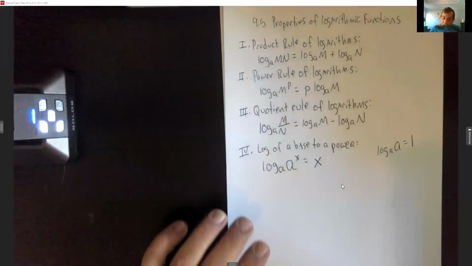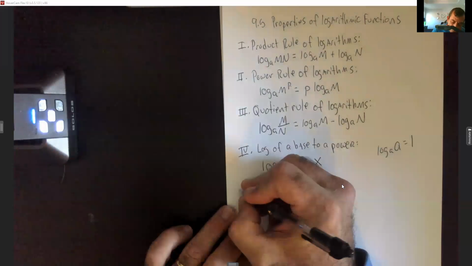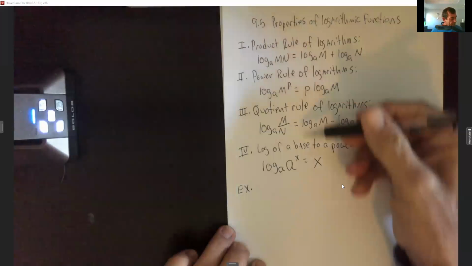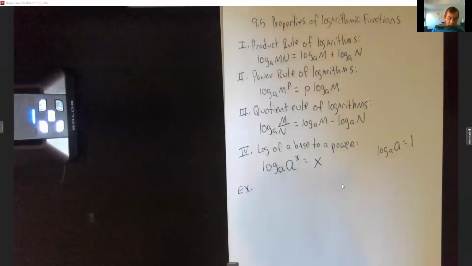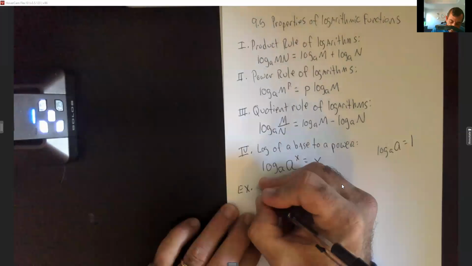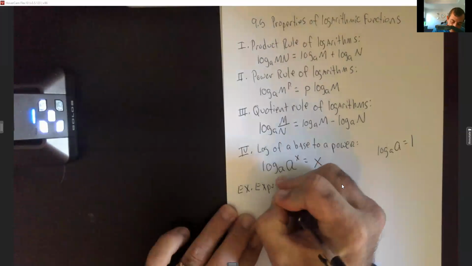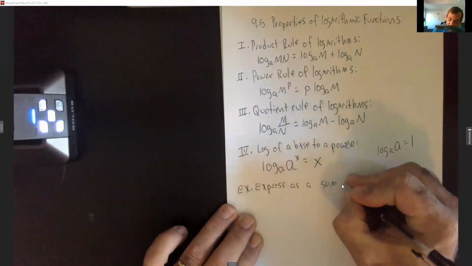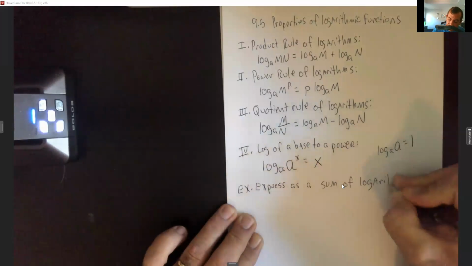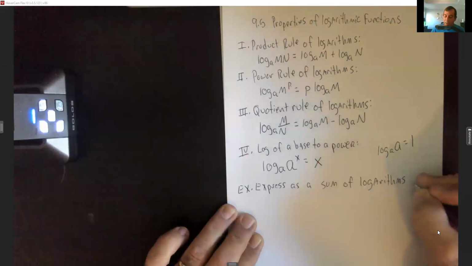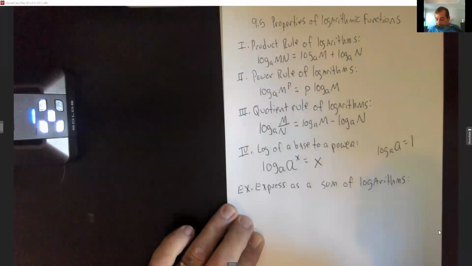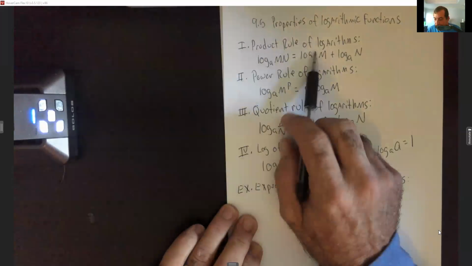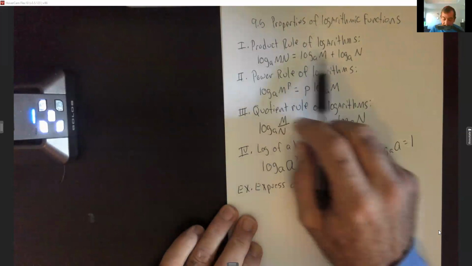All right, so what we're going to do is just start working these examples, and they'll sort of go through all the rules here. So for the first few, they want us to express as a sum of logarithms. And the only one where you could express as a sum of logarithms is using this product rule. So they're going to give me a product, and I'm going to rewrite it as a sum on these.